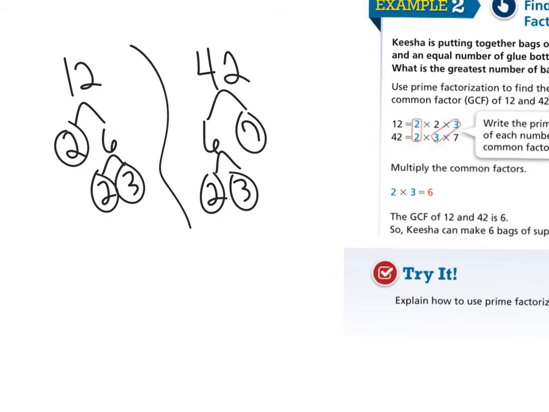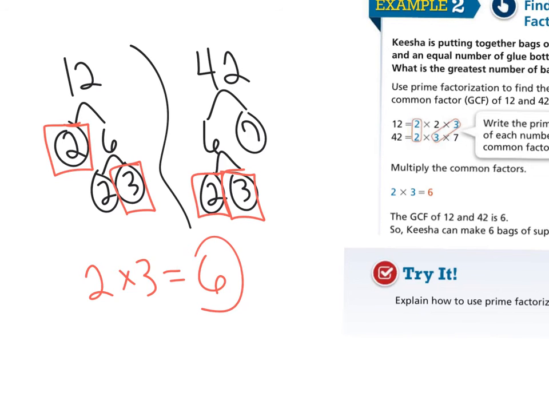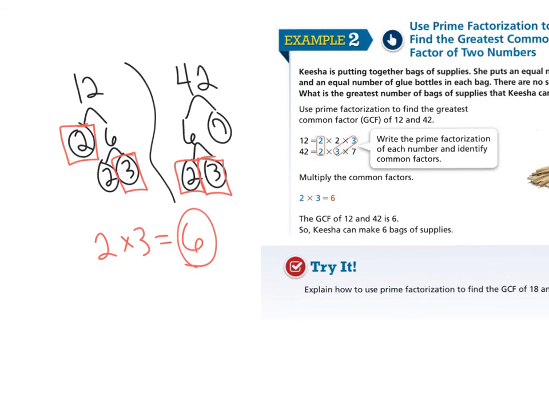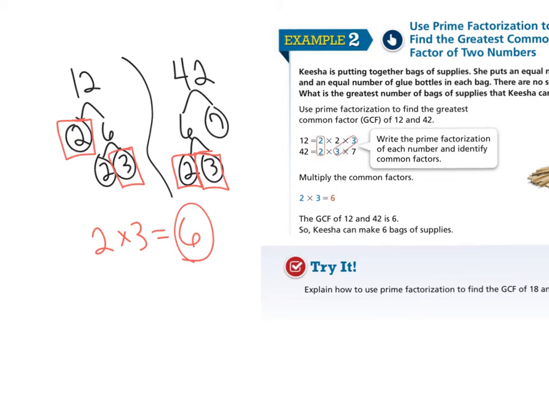If you want to color the matches, like I said, circle them with different colors. So if you look at this, you can see they both have a 2 in common, and they both have a 3 in common. And then the factors we match, they get multiplied. So they both had a 2, and they both had a 3. If you multiply, that's 6. So the greatest common factor is 6. What that means, both of those numbers, 12 and 42, are both divisible by 6. And that's the highest number we can divide both of them by evenly.